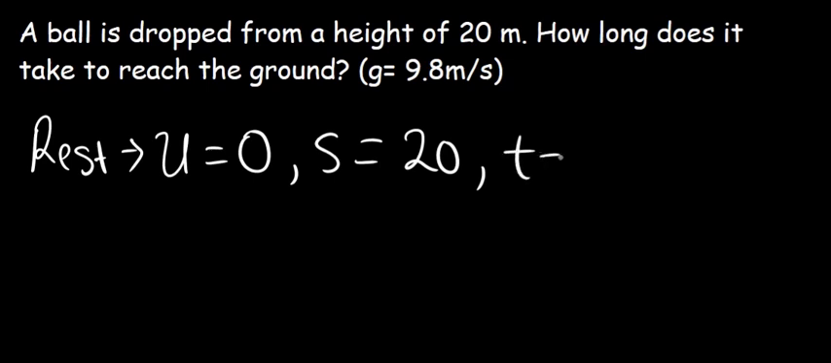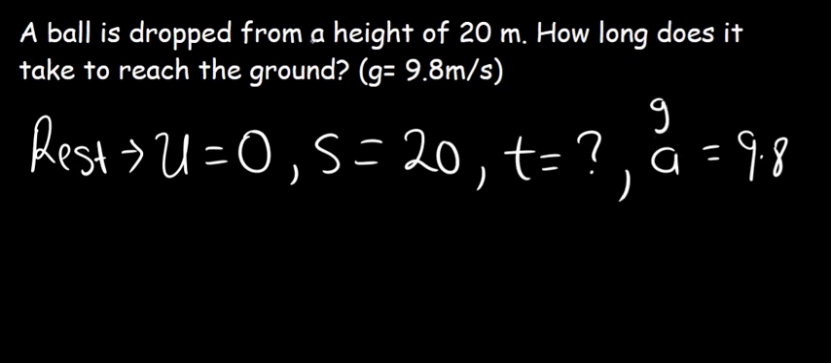How long does it take to reach the ground? So we're being asked the time, and we have that acceleration is equal to 9.8. It's the same thing as acceleration due to gravity. From the variables given to us, which one is absent? We don't have the final velocity. So we're going to choose the equation that does not have the final velocity.